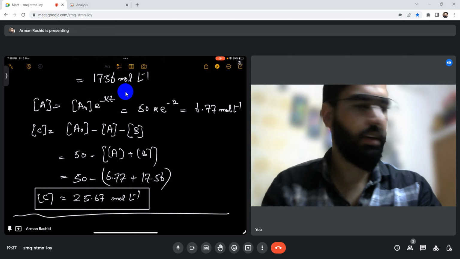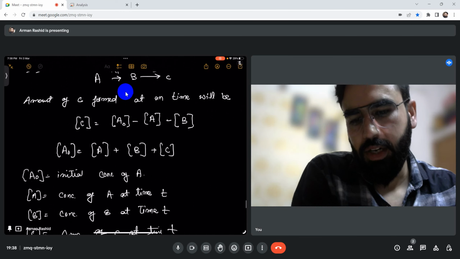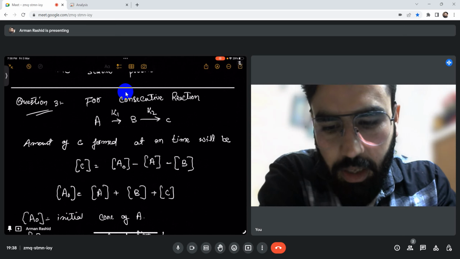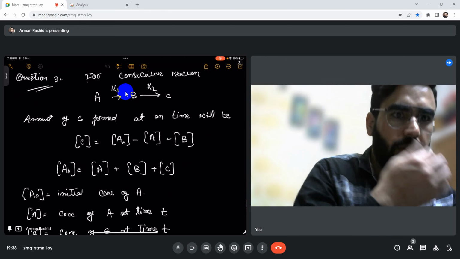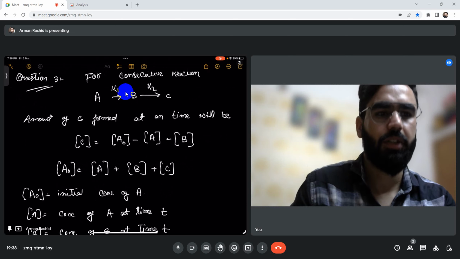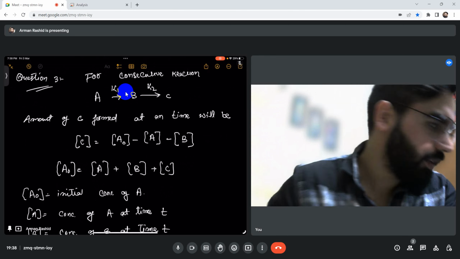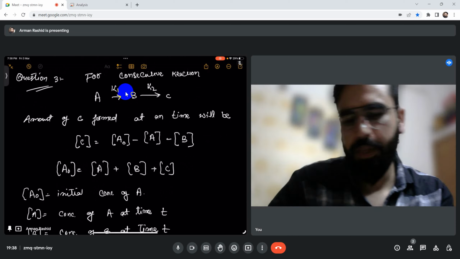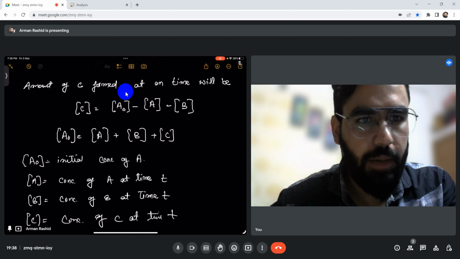So what we have determined is that this is a consecutive reaction, and from it we have calculated that at any time the total amount remaining of A plus B plus C should be equivalent to the total amount of A taken initially, because initially the concentrations of B and C are nonexistent. As the reaction starts, A gets converted into B and B gets converted into C. Once this happens, we calculated the concentration of A at a particular time, that is after 0.5 seconds.